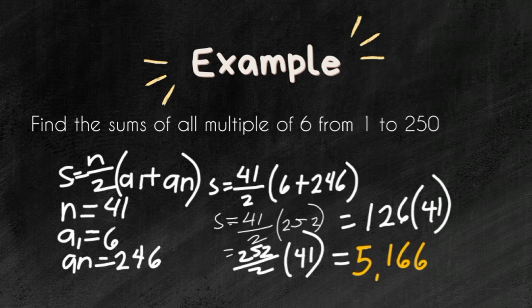So to add, 246 plus 6 is equal to 252. And as you can see, 252 is the one being divided by 2.